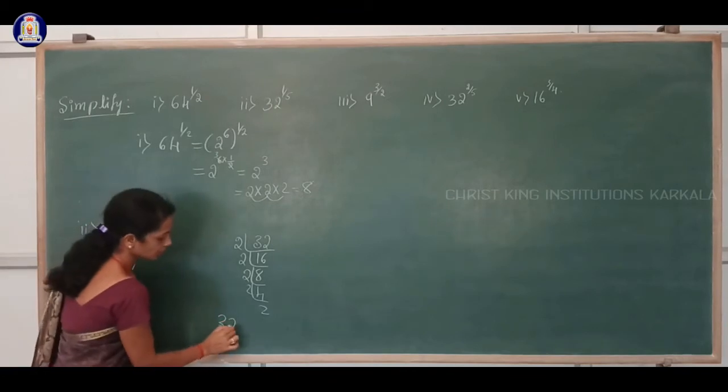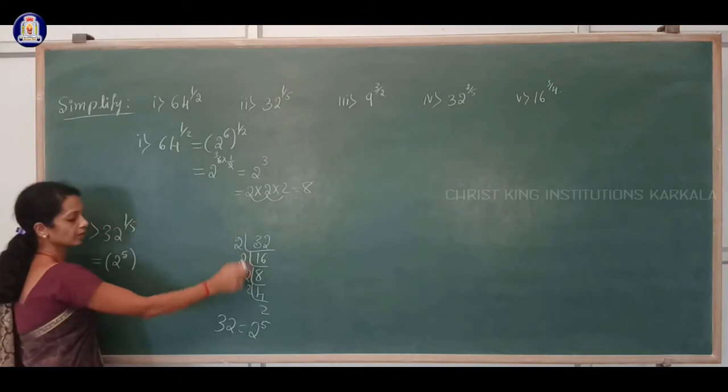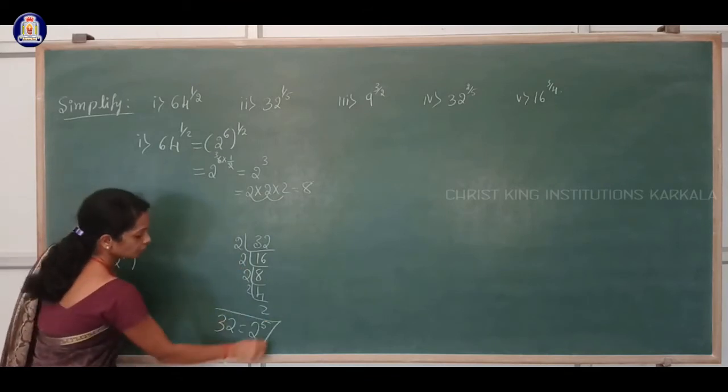Okay. In 32, how many 2's are there? 2 to the power 5. Okay. 1, 2, 3, 4, 5. So 32 you have to write as 2 to the power 5.